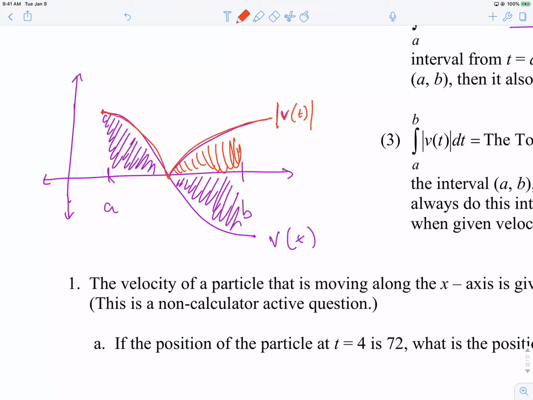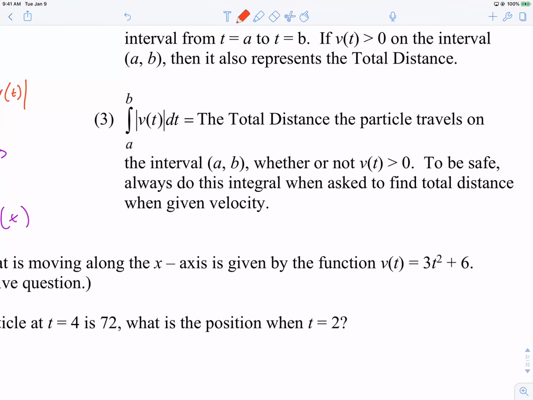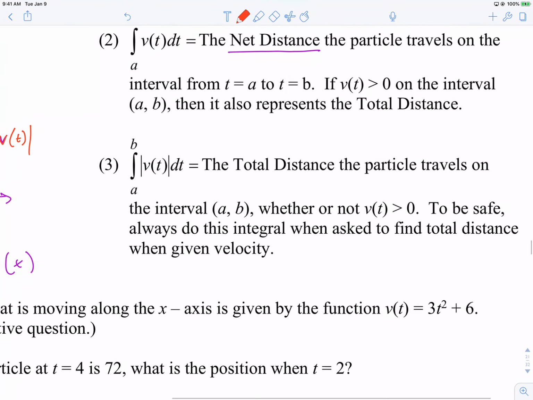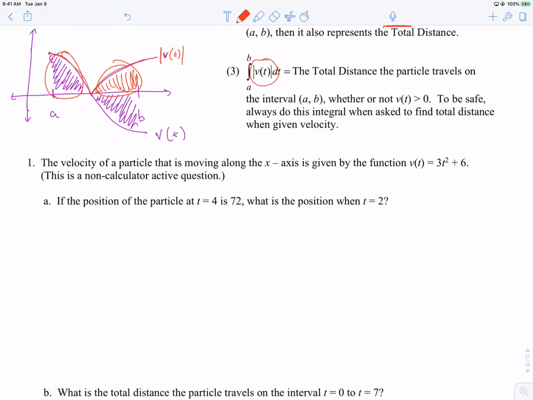So when we calculate that integral, it'll find all these areas as positive quantities and add them all together. So that'll get us our total distance. So whenever they're asking for total distance, even if you know the velocity function is always above the axis, let's just do the integral of the absolute value, just to be safe when you're given velocity.